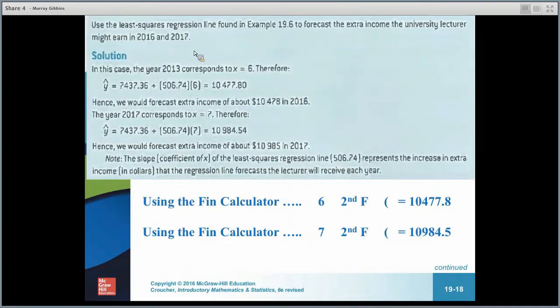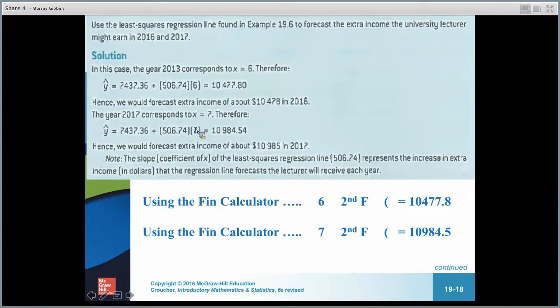So therefore, if we did want to find out, let's imagine you want to find the prediction for 2017: if 2015 was 5, then for 2017 the x value is 7, so key that in. Your y-intercept plus the slope times x, 7, and you've got 10,598. Using the financial calculator, it does make it a little bit easier.